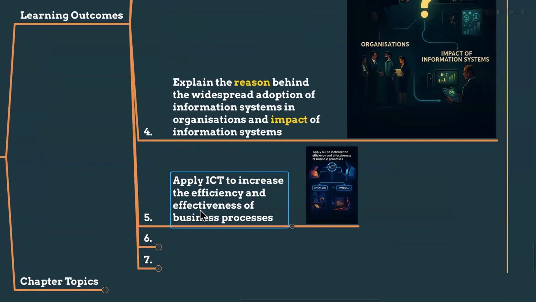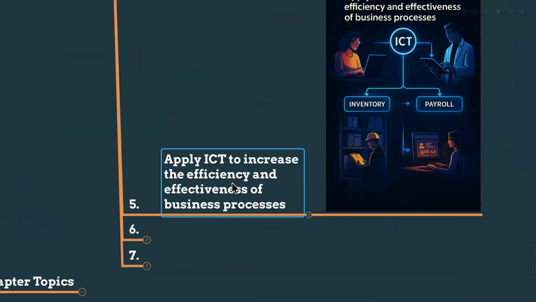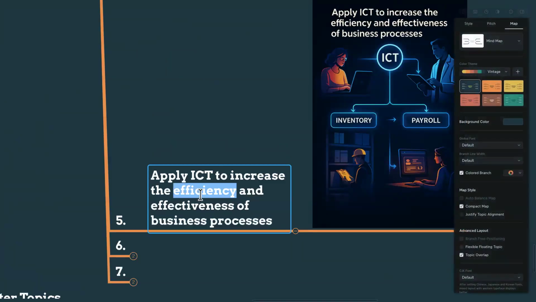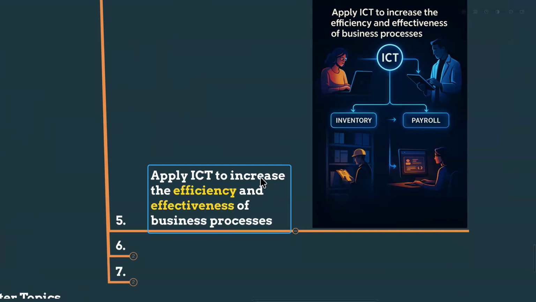the information system. And after that, in your learning objectives, you will apply ICT, information communication technology, to increase the efficiency and effectiveness of business processes. As I was teaching in business management also, efficiency is we have to achieve our objectives, but we have to use fewer resources to get the maximum output. That is efficiency.